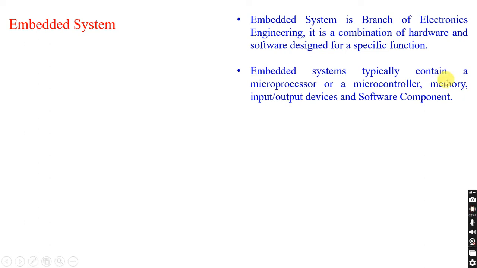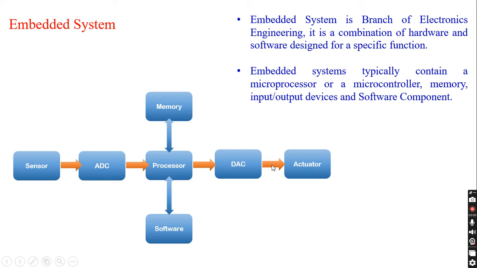So what are the components of the embedded system? We'll have software, a processor inside, a microcontroller, memory, input output devices, etc. So these many things will be there in the embedded system. Let us see with a simplified block diagram how it looks.